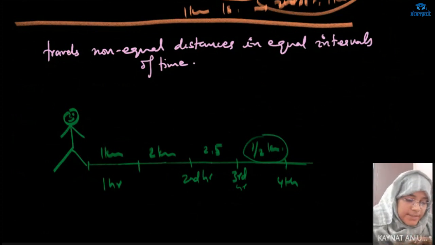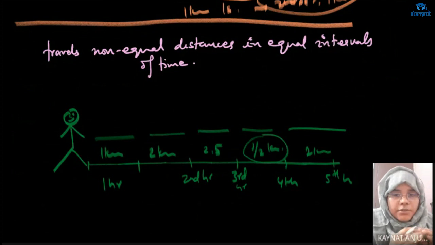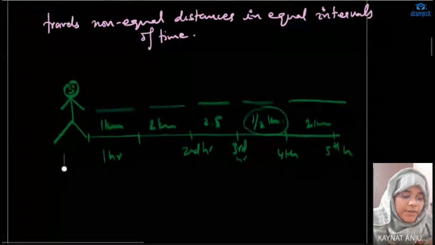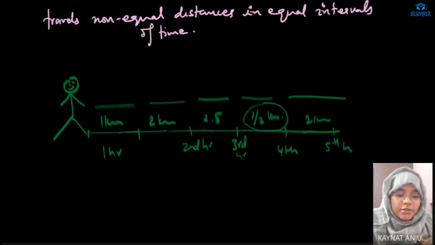So here we can see that not any single distances are the same. Even if you write fifth hour 1 kilometer, here also we will say that the uniformity of the motion has disappeared, because there are no equal distances in equal intervals of time. In the first hour 1 kilometer, in the second 2 kilometers, in the third 2.5 kilometers, then the distance covered decreased to half a kilometer, and then again increased to 1 kilometer. So it is not uniform.